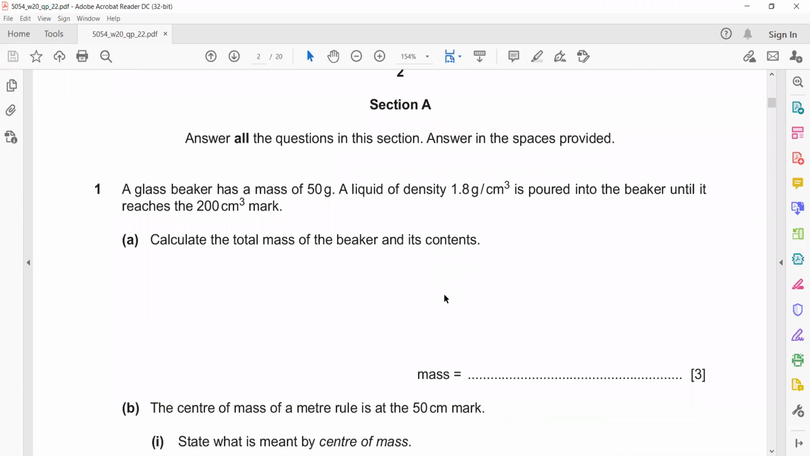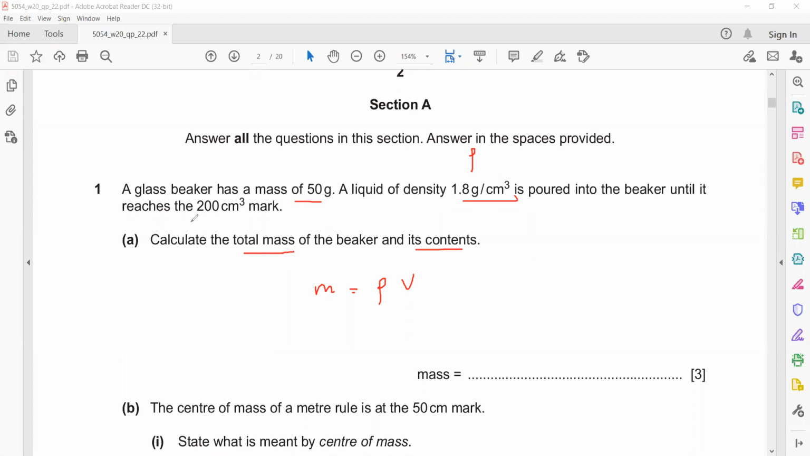Calculate the total mass of the beaker and the content. How can we calculate the total mass of the beaker and the content? You know, density is mass over volume. So mass is equal to density multiplied by volume. Density is given 1.8. A glass beaker has a mass of 50 gram. We need the total mass of the beaker and the content.